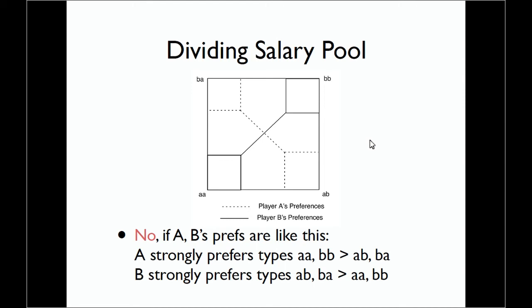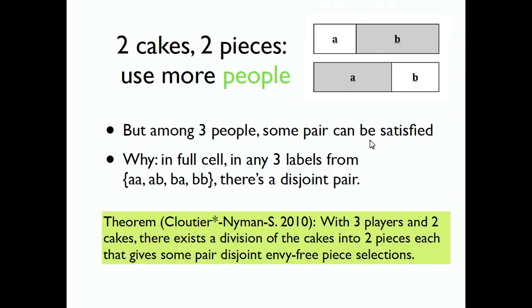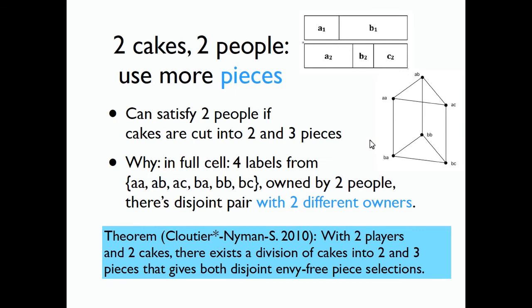And so we use various versions of polytopus firmer to actually answer this question. If you, for instance, use more people, then you can find more A3 divisions. So if you have two shifts and three players, you can always find at least two of the players who will choose disjoint preferences. Or if you use more pieces, that is, if you divide the day into three shifts, you can solve this problem. There'd just be an empty shift that you have to cover in some other way. Okay.